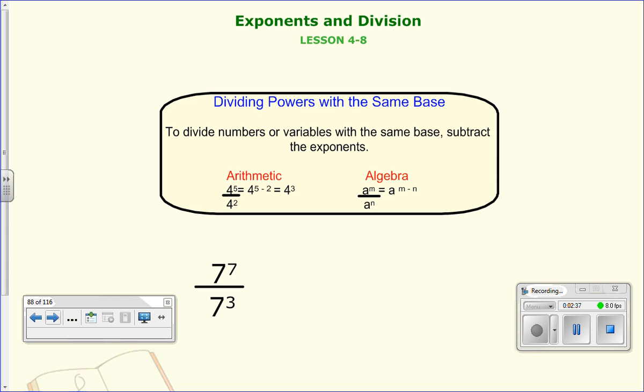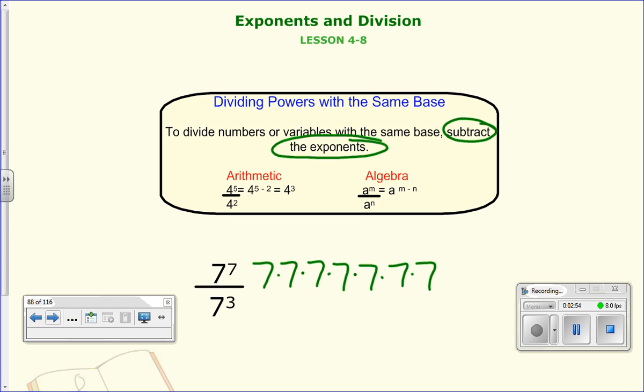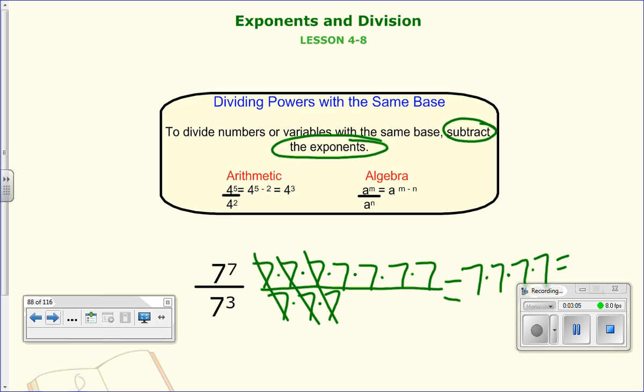When you have exponents written with the same base, and you're going to divide them, what you can really do is subtract the exponents. For example, here again is 7 to the 7th. I could rewrite 7 times 7 times 7 and so on, and then divide by 7 times 7 times 7. The previous way I showed you was crossing out the ones they have in common, and then you get 7 times 7 times 7 times 7, which is 2,401.